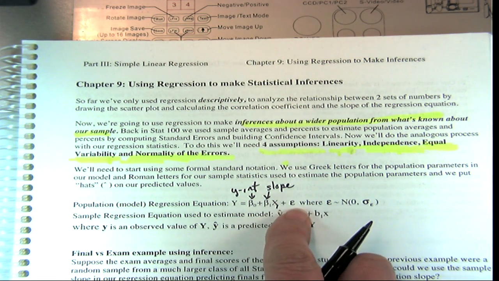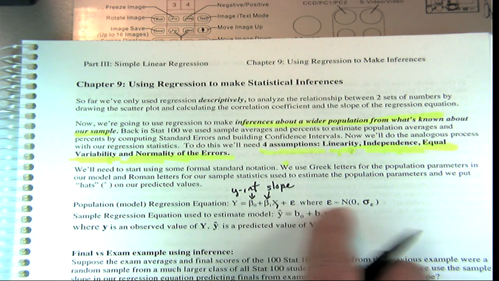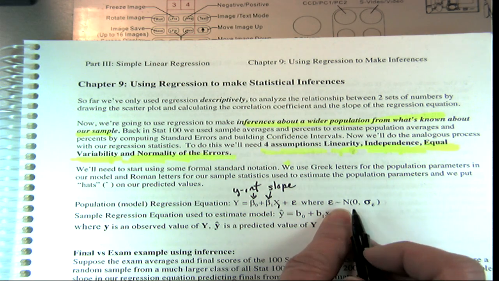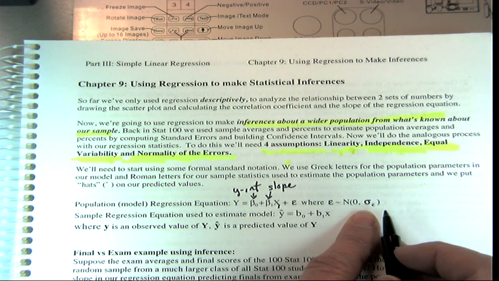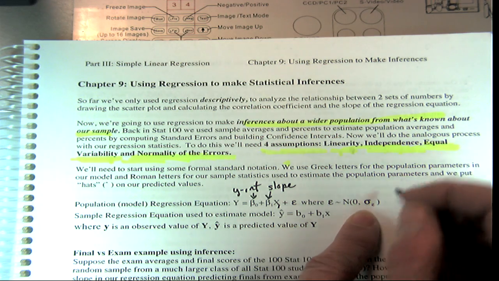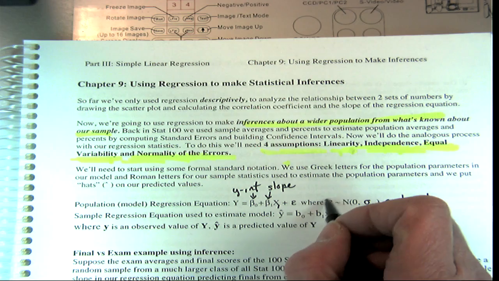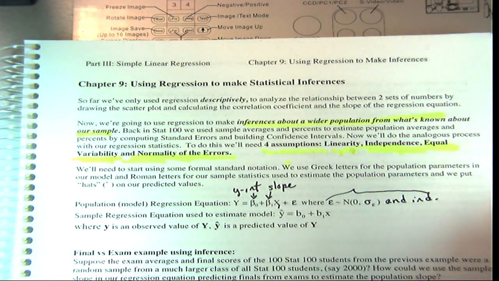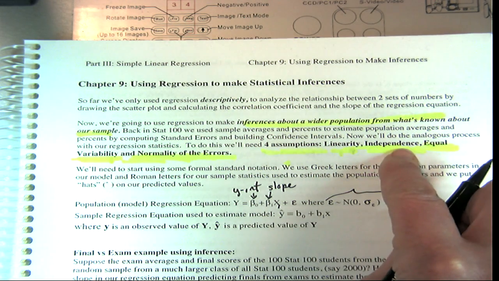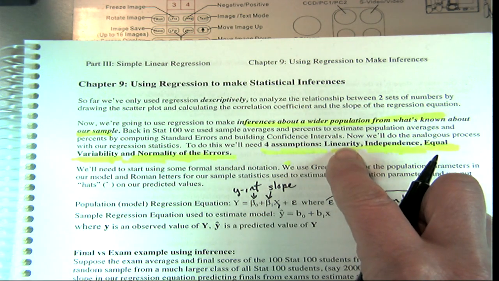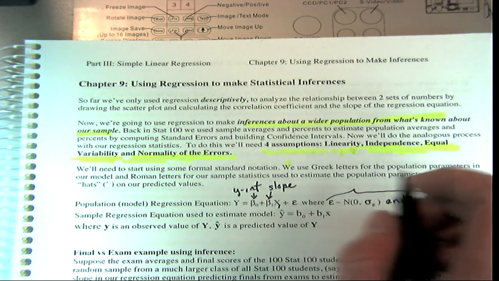And then we have some error, right? Because we know there's scatter. And so these are the error assumptions, that the error is normally distributed with the same variance everywhere. And I should have said independent. The errors are independent of each other. So these right here are our error assumptions. The independence, equal variability, and normality, those three. The linearity is just looking at the plot and does it look linear or not? But these are the error assumptions.